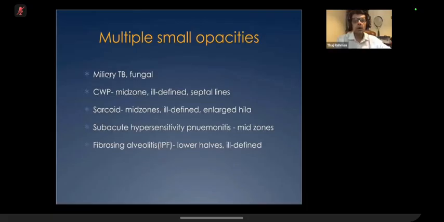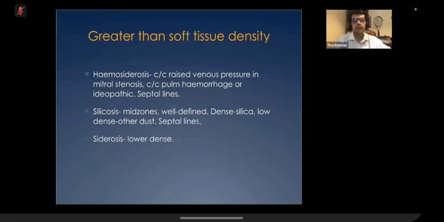So you know how to identify miliary TB. You know how to identify CWP, which shows mid-zone ill-defined nodules. You know how to identify sarcoid: mid-zone, ill-defined nodules and large hila. You know how to identify subacute hypersensitivity pneumonitis. You saw the case earlier: mid-zone nodules, a bit more discrete than sarcoid. There won't be any lymphadenopathy in the hilum, no pleural effusion. And fibrosing alveolitis shows lower half, ill-defined nodules.